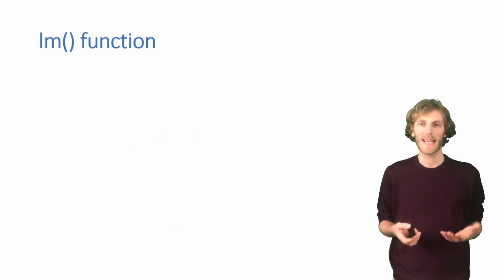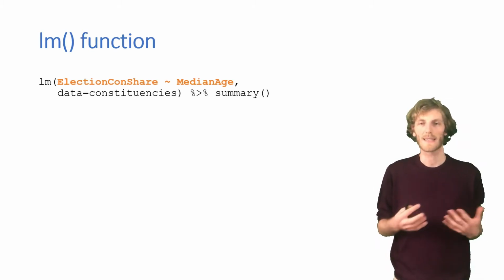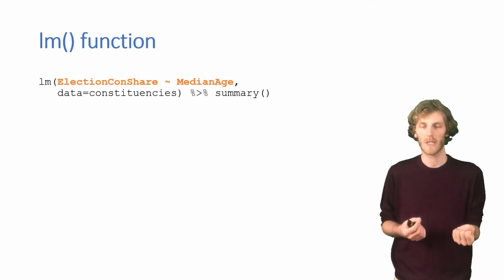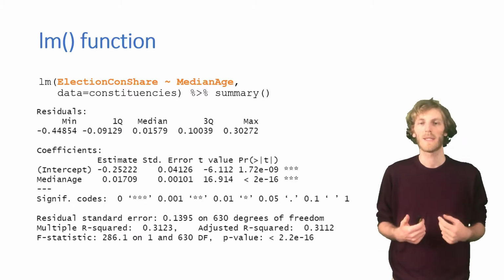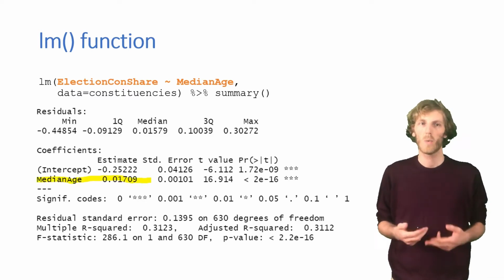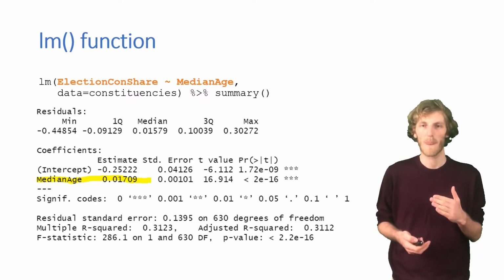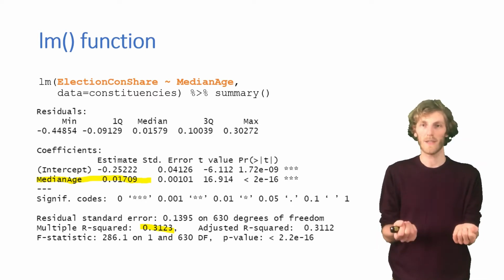We can best get these numbers from the LM function in R. We just need to specify what test we want to carry out. In this case, we want to see how the conservative share is predicted by the median age. And we can get quite a lot of output, but just two things are really worth looking at right now. One is the coefficient, so how steep is the line, and the other is the R squared, because that gives us insight into the balance between how much the model explains and how much error we still have.